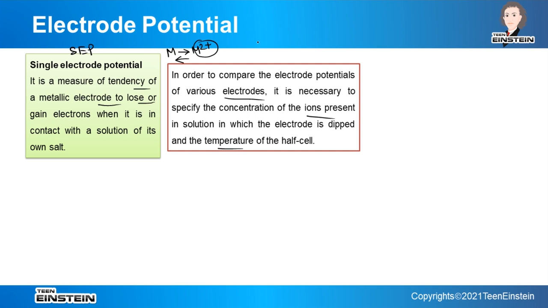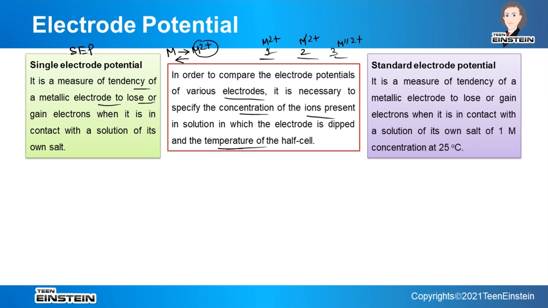So suppose there are three systems, you have SEP of three systems, 1, 2, 3. You are comparing three different metal systems. But if you have not kept the temperature and concentration the same for all the metals, suppose it is M2 plus, it is M prime 2 plus, this is M double prime 2 plus. So if you want to compare the SEP of these three, you have to keep the concentration of all these cations the same, and also the temperature of the half cell should be the same. Then only you can compare, right? Otherwise the comparison will not be correct.